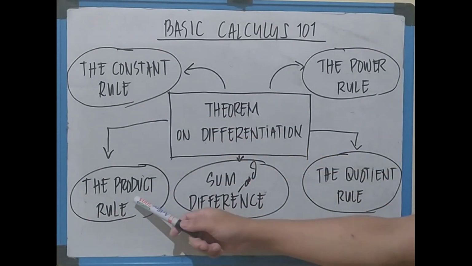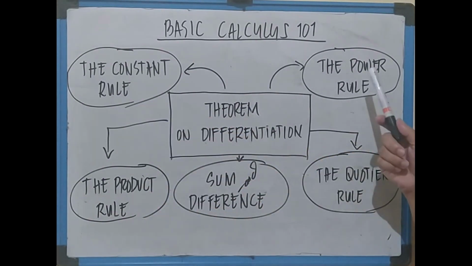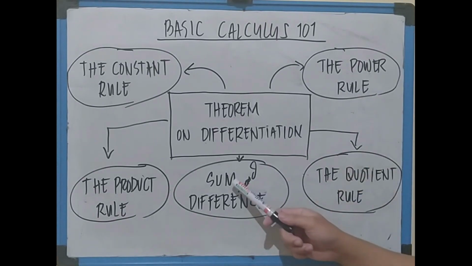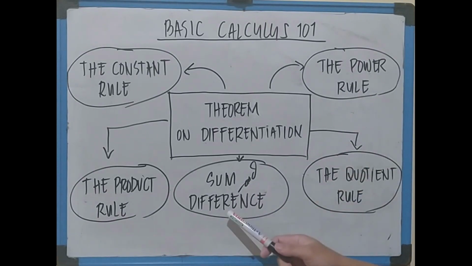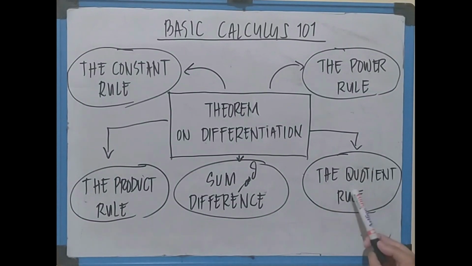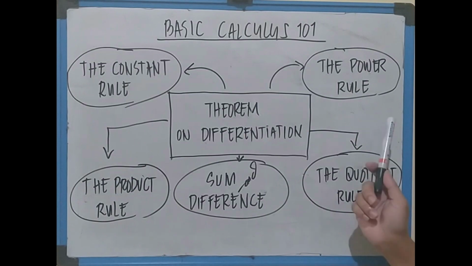Second one is the product rule. Third one is the power rule. We have also the sum and difference rule of differentiation. And the last one is the quotient rule. Okay, this time pag-usapan natin anong mga formula ang napapaloob sa bawat theorem na ito.